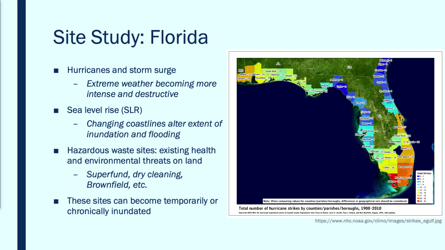Sea level rise is also occurring, and as you can see, Florida is highly impacted. The coastlines change, and this impacts the extent of flooding and of inundation. There's also quite a lot of hazardous waste sites in Florida. These are existing health and environmental threats on the land, and these sites can become temporarily or chronically inundated.